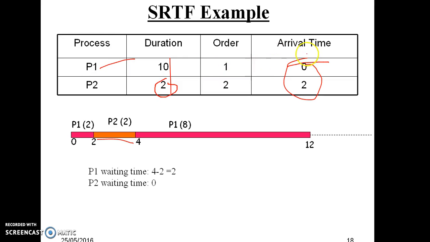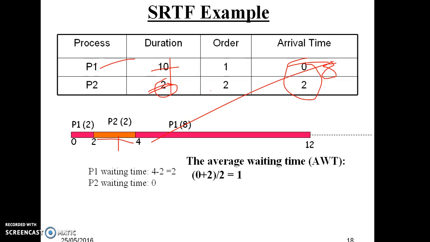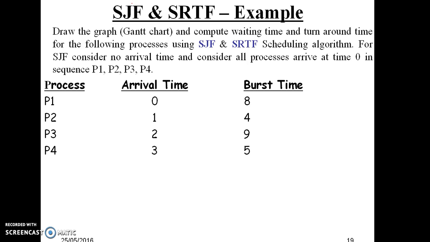Now when P1 is in execution, at time 2 P2 arrives. The remaining time of P1 is 8 milliseconds, but the execution time required for P2 is 2. Since 2 is less than 8, we allocate the CPU to P2, and after completion of P2 the remaining 8 milliseconds are allocated to P1. So the average waiting time is 0 plus 2 divided by the number of processes, which is 1. This is the new concept that different processes have different arrival times, which we have not seen in the previous case. Now next are the problems for solving.